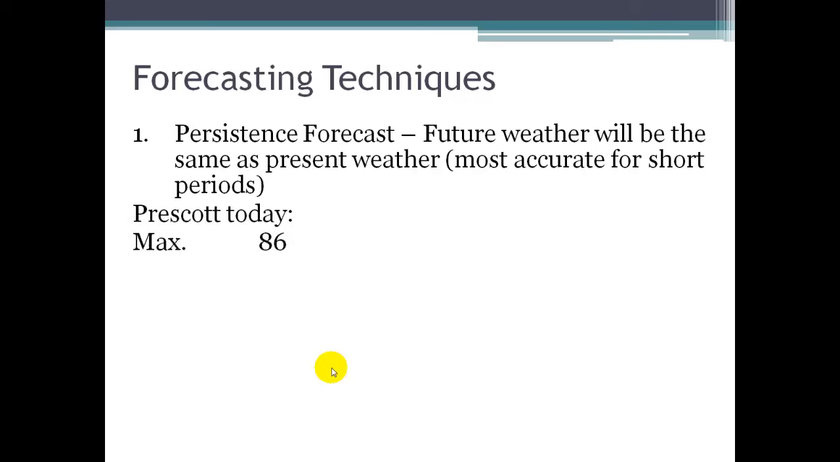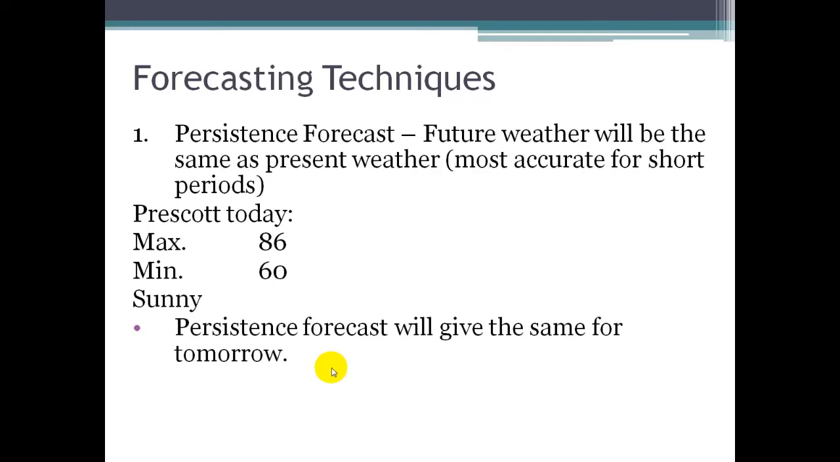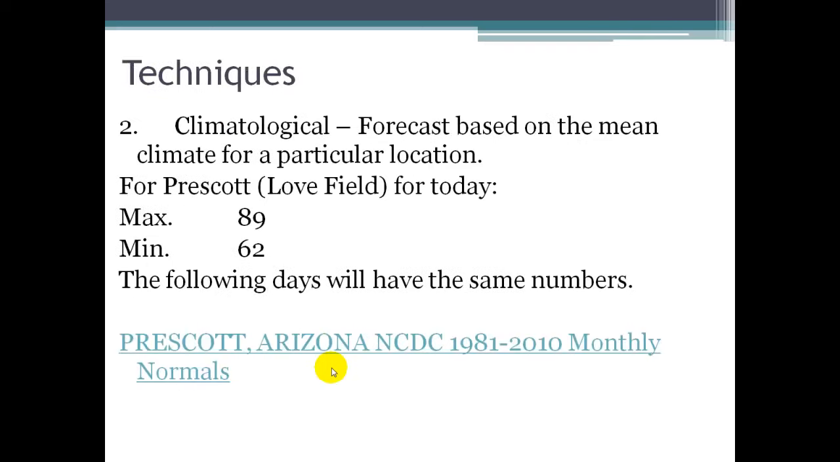For example, if it's 86 degrees as a maximum temperature in Prescott today, and a minimum of 60 degrees and it's a sunny day, then a persistence forecast will say tomorrow's going to be the same. Persistence forecasting works well for stagnant weather patterns when things really aren't changing much. So it's easy to predict the future. It's just going to be very similar to today.